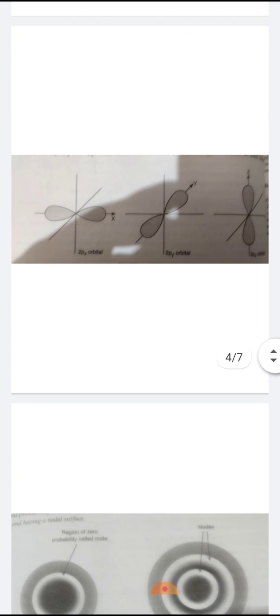Then the shape of p orbitals. For p orbitals, l is equal to 1, and there are 3 possible orientations corresponding to m equal to -1, 0 and +1 values. This means there are 3 p orbitals in each p subshell, and these are designated as px, py and pz. For example, 2px, 2py and 2pz. These 3 orbitals are equal in energy but they differ in their orientations.